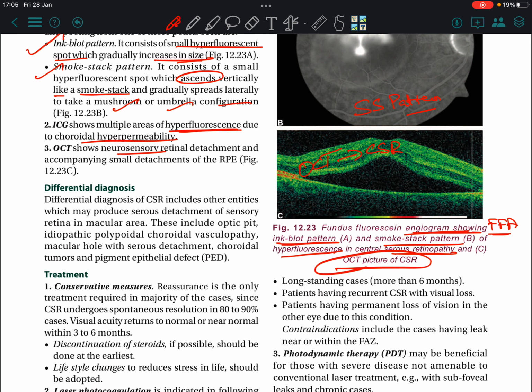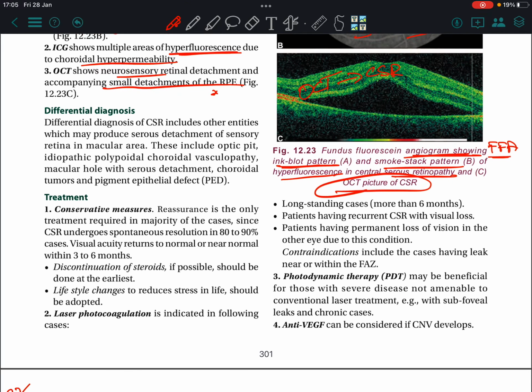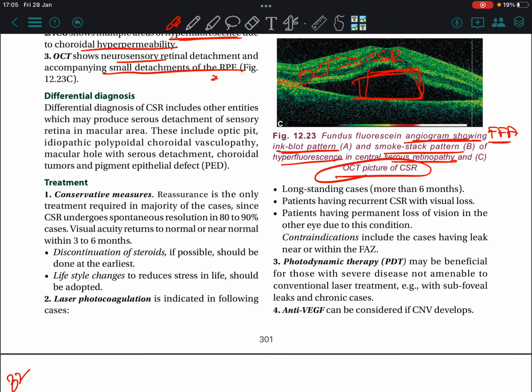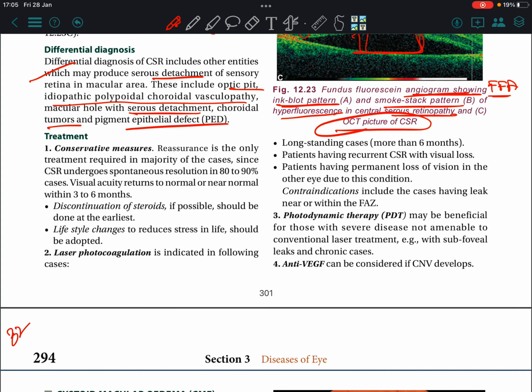OCT shows neurosensory retinal detachment and accompanying small detachment of the RPE. Differential diagnosis includes other entities which may produce serous detachment of the sensory retina. These include optic pit, idiopathic polypoidal choroidal vasculopathy, macular hole with serous detachment, choroidal tumors, and pigment epithelial defect.